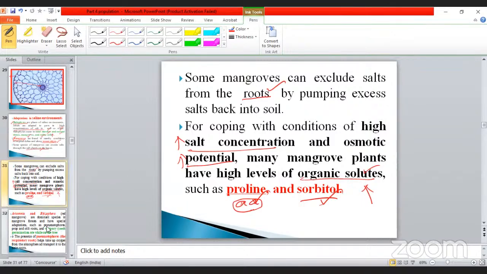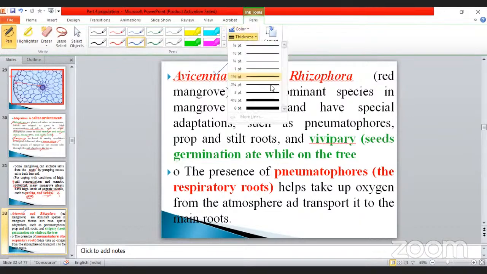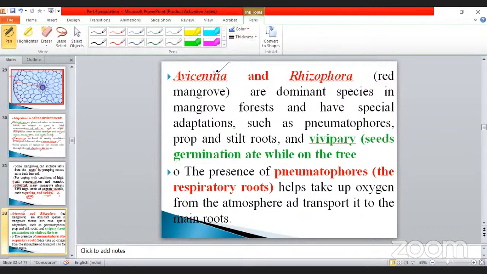What is the next one? One of the best examples has been given here. Very, very important, my dear. So don't forget. Avicennia and Rhizophora. These two examples are important, my dear. One is called Avicennia, and another one is called Rhizophora.